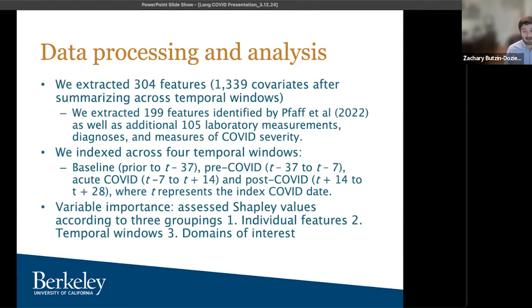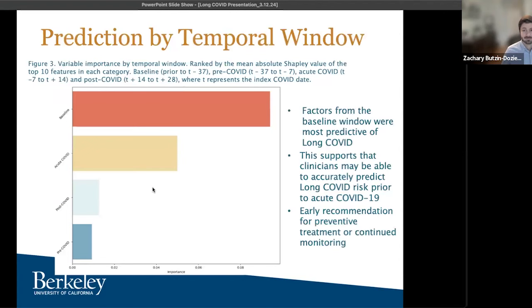First, we looked at the individual features, so all 1,339 features. Then we evaluated based on the 4 temporal windows. And then finally, we evaluated based on 14 domains of interest, where we grouped the covariates into related groups, again, to get a better idea in terms of interpretability. So starting off with a prediction by the temporal window.